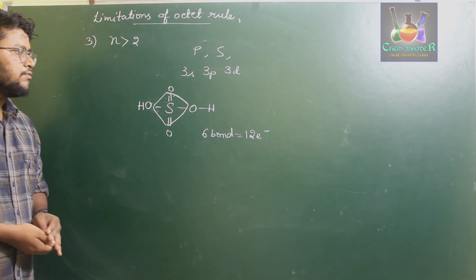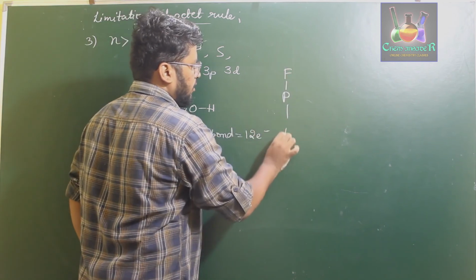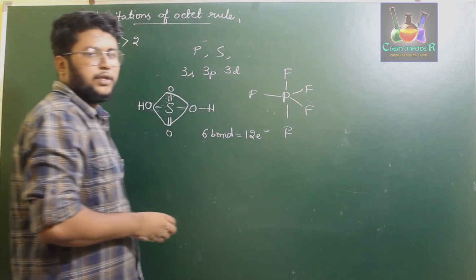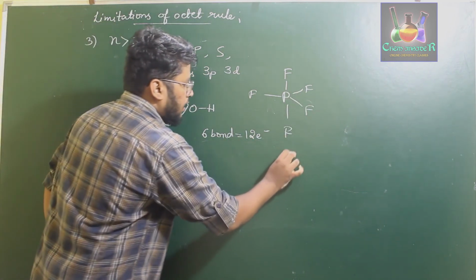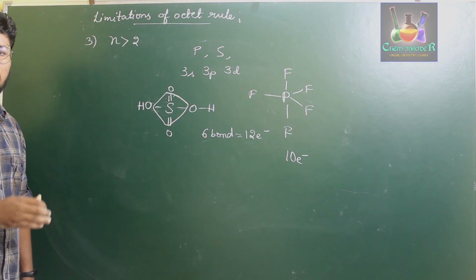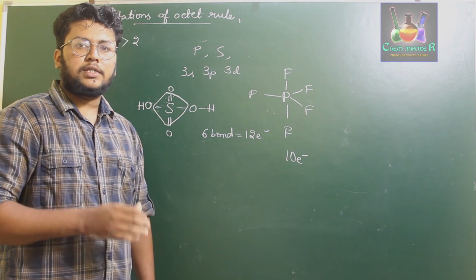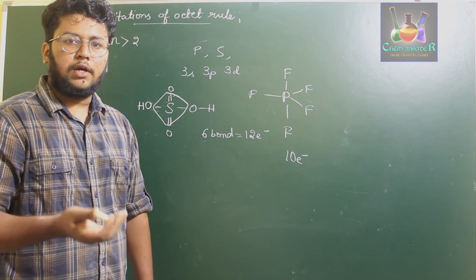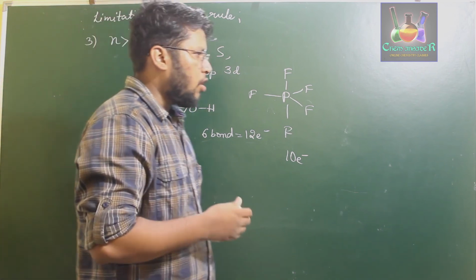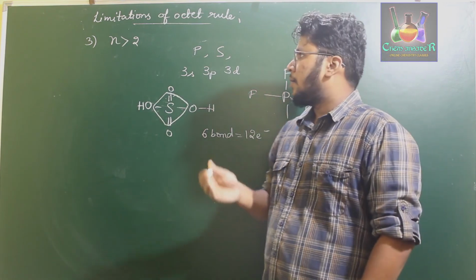Similarly, if you consider phosphorus in phosphorus pentachloride, PCl5, here phosphorus is having 5 bonds which results in a 10 electron system. Phosphorus is surrounded by 10 electrons. Therefore, this rule was not quite useful for those elements which belong to periods greater than 2, that is, period 3, period 4, period 5, etc. So these were certain exceptions which caused the octet rule to fail to explain the proper formation of bonds.